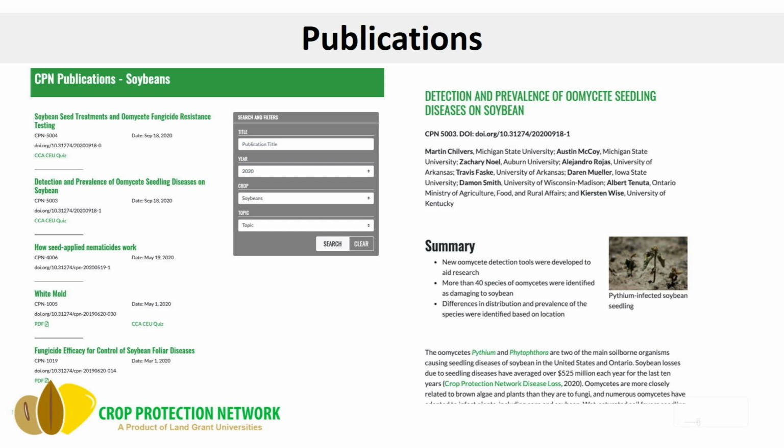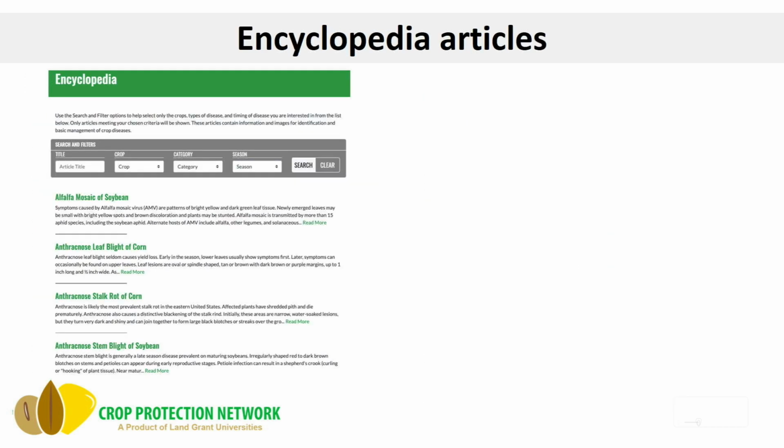Underneath the titles of those publications, you can also see CCA CEU credits. Those are the ones that have questions associated with the article, and you can take those, and then once a month we submit those for continuing ed credit. So again, the publications are the main guts of CPN.